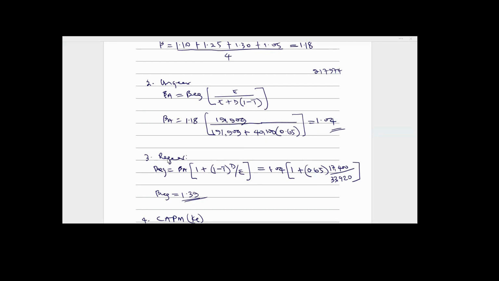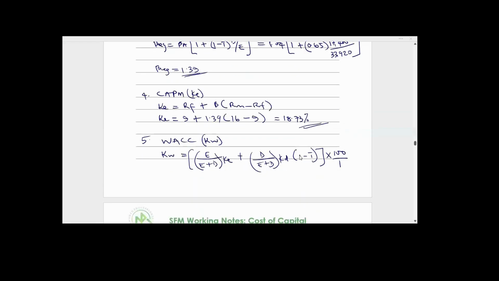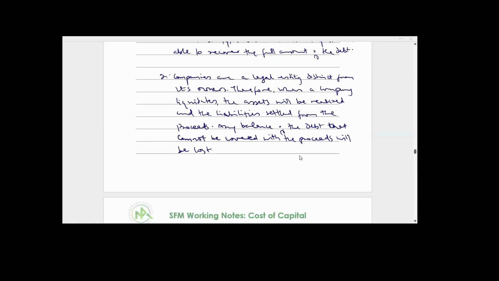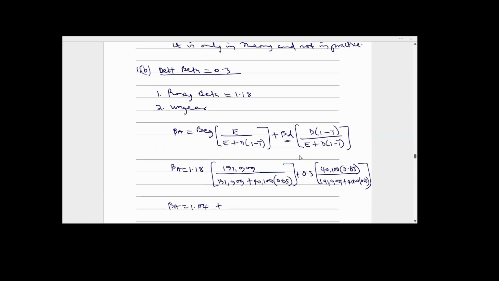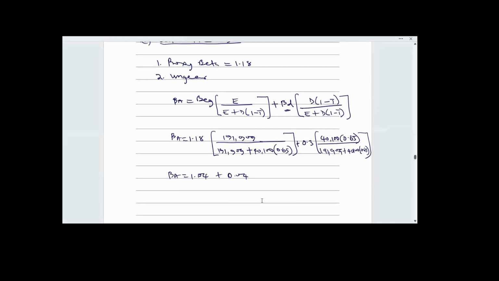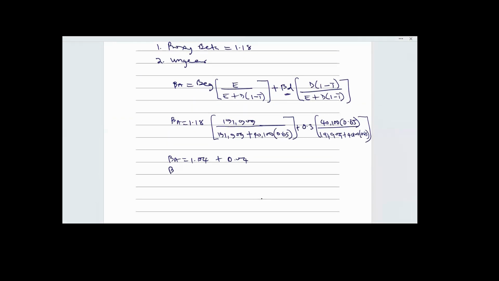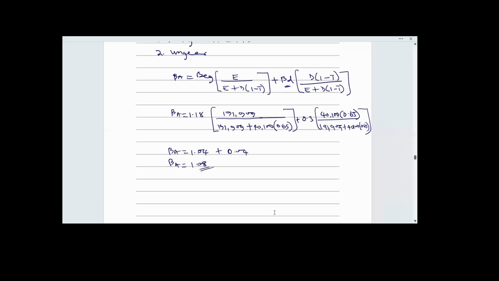Then multiply by 0.3, which equals 0.04. When you add it to that, that will give me my beta assets equal to 1.08. So that's for that. Then I will go ahead and regear.